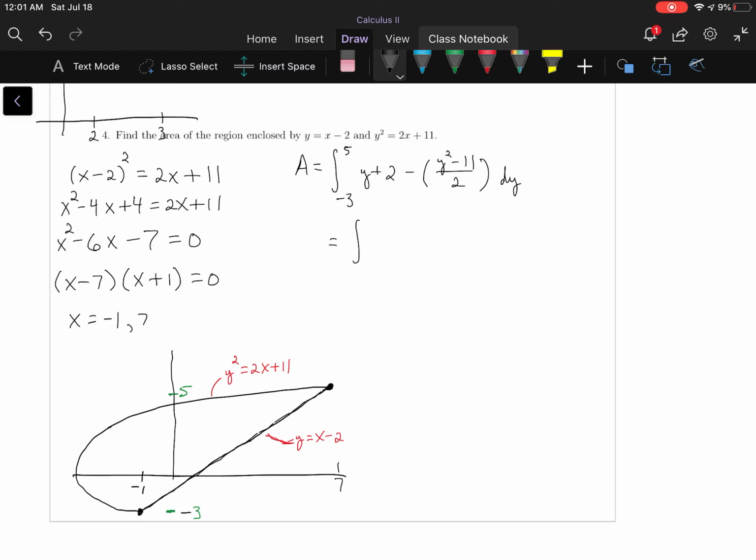So now we could simplify this a little bit. I see that we're going to have a negative 1/2 y squared plus a y. And then we have 2 minus a negative 11 halves, or 2 plus 11 halves, which is going to be plus 15 halves. And this integrates to negative y cubed over 6 plus y squared over 2 plus 15 halves y.